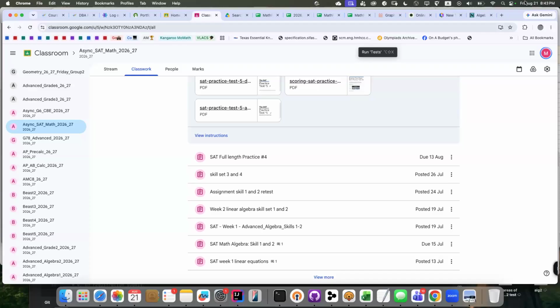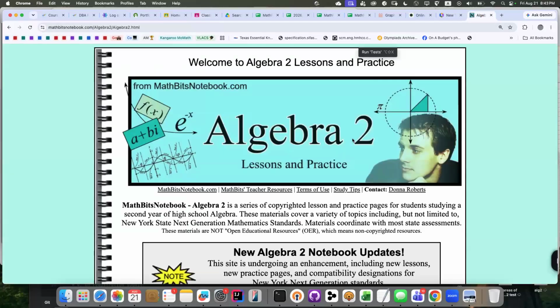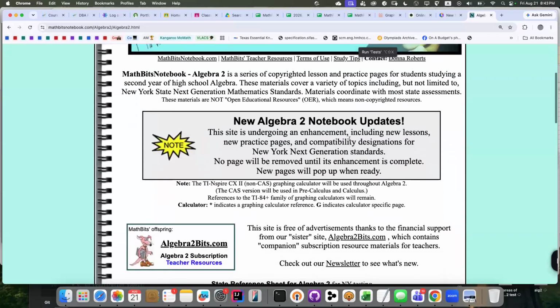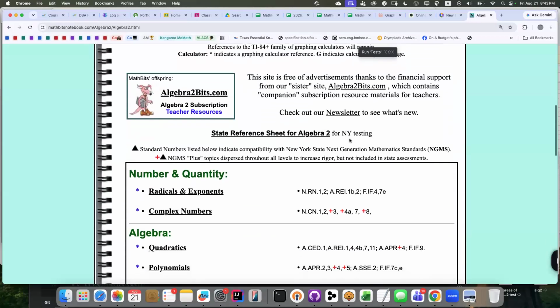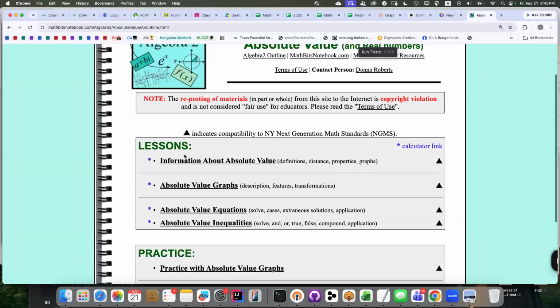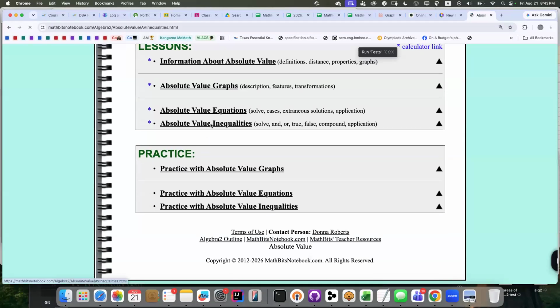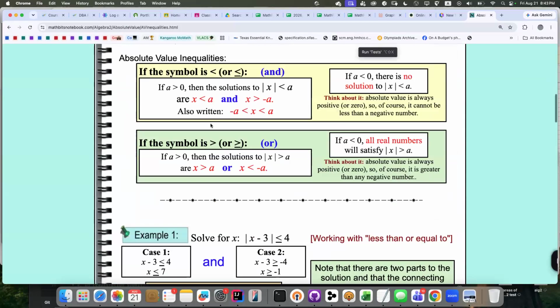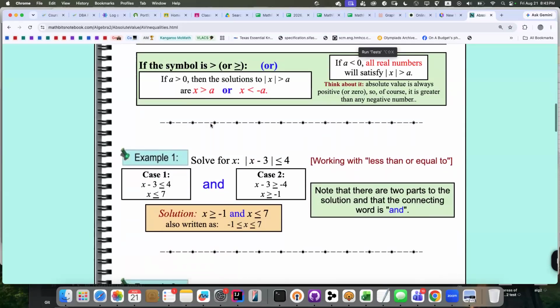AOPS Online is one website. The other website is this one. The only problem with this one is it is nice and clean. You can follow these, see absolute value, go here and you can practice all of this, absolute value inequality. This is one place where you can practice if you're not sure what's going on. Class recording is there and this will help you, but it will be very limited. It won't solve complex problems.